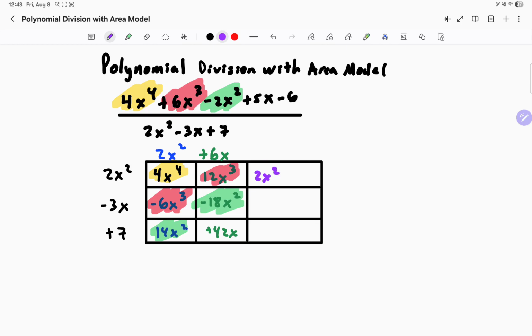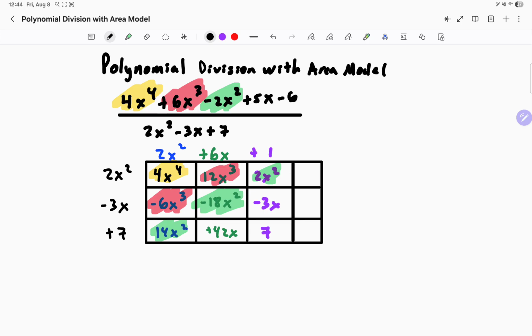And now we'll complete the area. Find the side lengths. 2x squared times something gives us 2x squared, which happens to be positive 1. So we'll see 14x squared minus 18x squared plus 2x squared gives us negative 2x squared. And now we'll multiply the two sides to get our area. So negative 3x times 1 gives us negative 3x. And 7 times 1 gives us positive 7. Now that we complete this, we'll section it off.